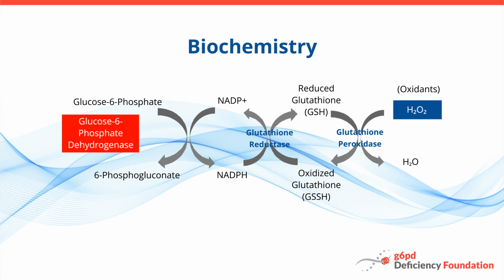Under normal conditions, oxidative stress, introduced through oxidizing drugs or infection, increases the levels of pro-oxidant molecules in red blood cells. G6PD, along with several other enzymes, helps the body process the oxidative stress in a way that is not harmful to red blood cells.